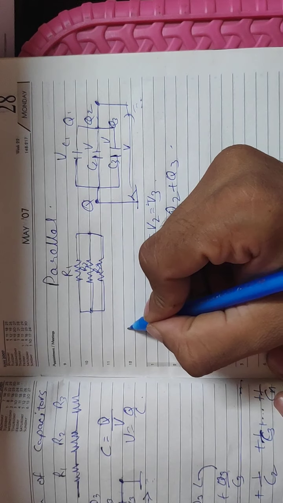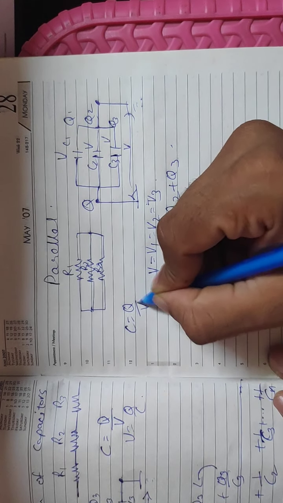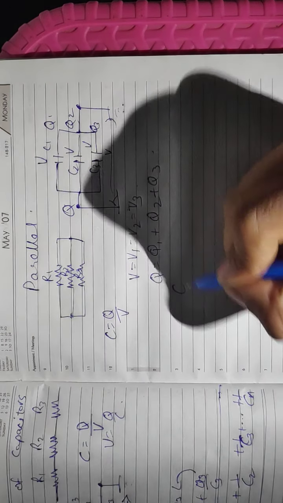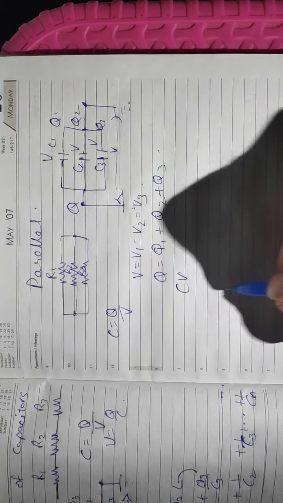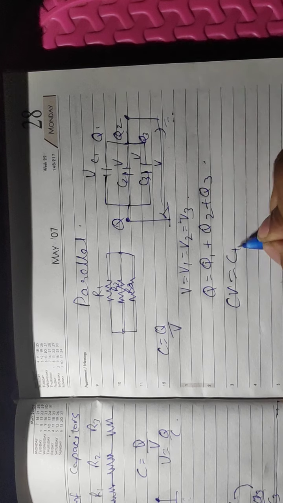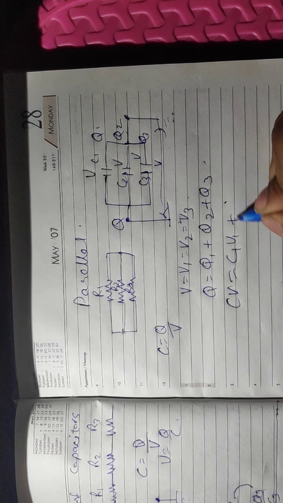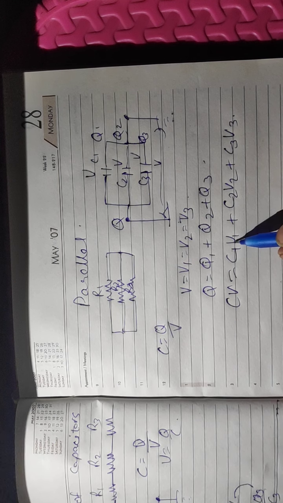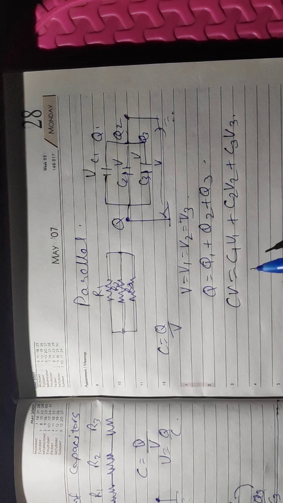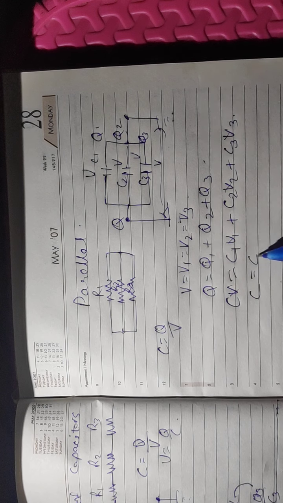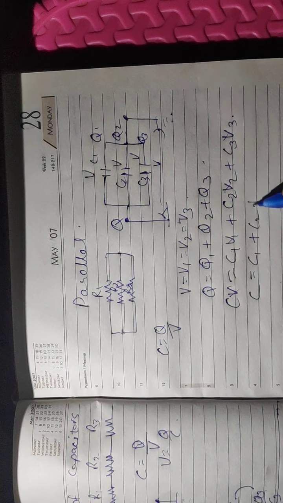Now again we know the formula, C equals Q by V. So I can write Q equals CV. So Q equals CV equals C1 V1 plus C2 V2 plus C3 V3. But here V1 equals V2 equals V3 equals V, so we can cancel out all the V's. So the equivalent capacitance will be equal to C1 plus C2 plus C3.